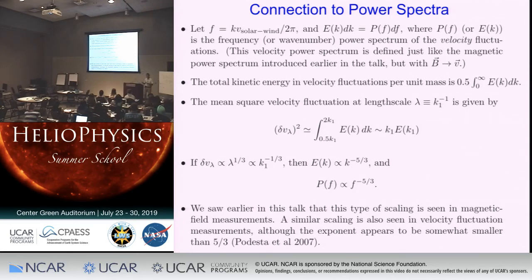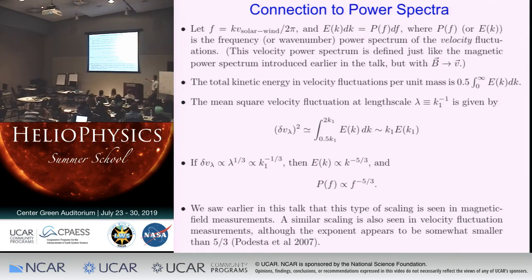Again, you have access to the slides. I'm going to let you read this on your own time later. I'm going to give you now the punchline. The total kinetic energy in velocity fluctuations per unit mass is given by this. E of k is the power spectrum, the amount of kinetic energy per unit k. So what do I mean when I say the mean square velocity fluctuation at length scale lambda, i.e. this delta V lambda? Well, its square is basically all the energy between wave number 0.5 k1 and 2 k1, where lambda is 1 over k1.